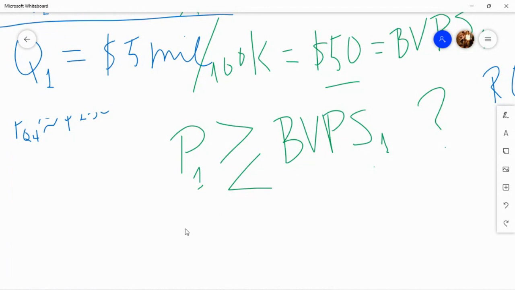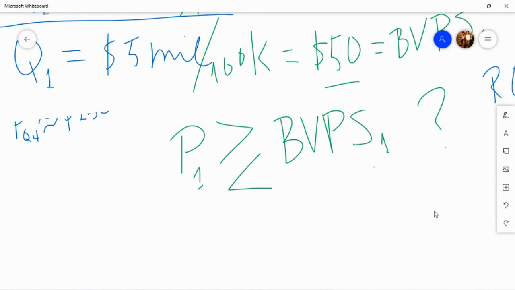Also, you can say the market price is overvalued. But you know, just because it is greater than the book value per share, you cannot say it is overvalued. Just by accounting criteria, you can call it overvalued. But there are three different prices when we talk about an asset value.